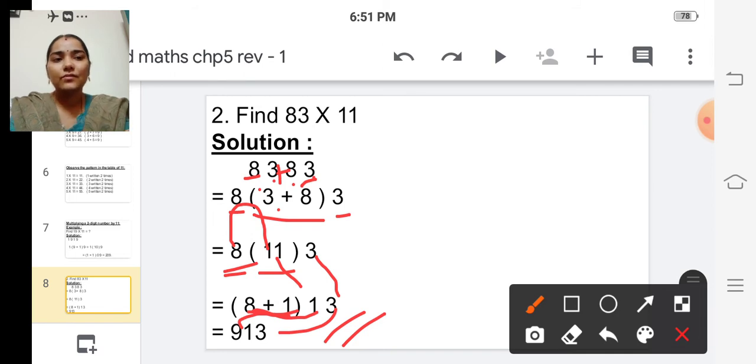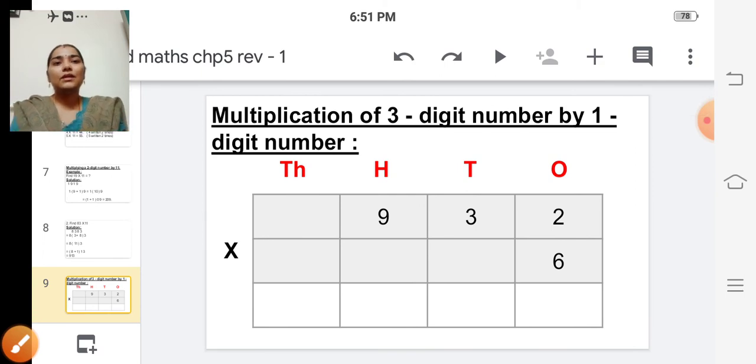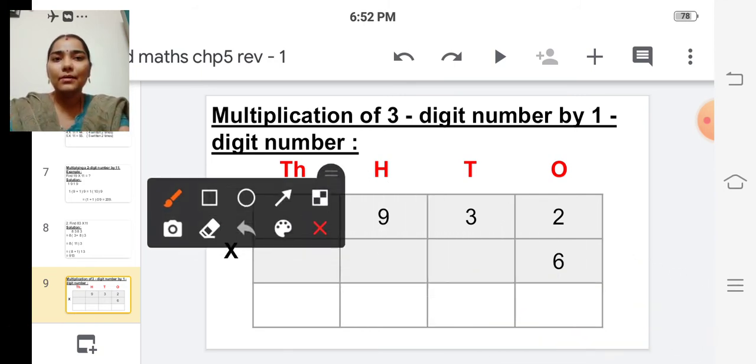Yes. So we'll move on to the next one. Multiplication of 3-digit number by 1-digit number. Okay. First one is 932 into 6. 932 into 6. So we are going to multiply these two numbers.